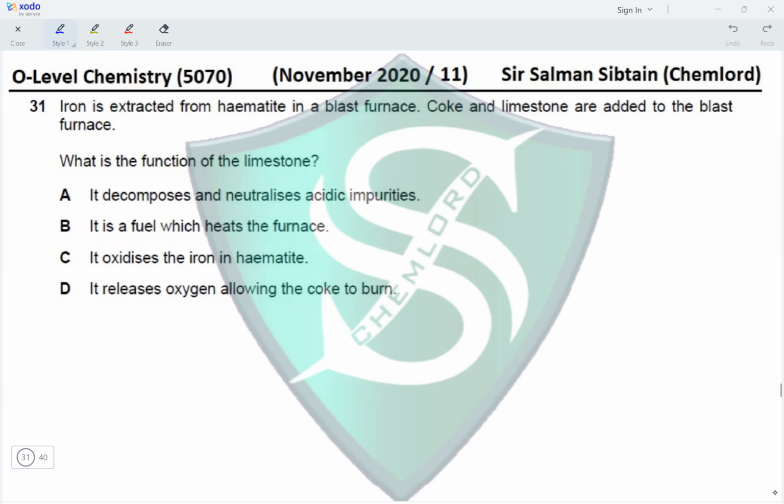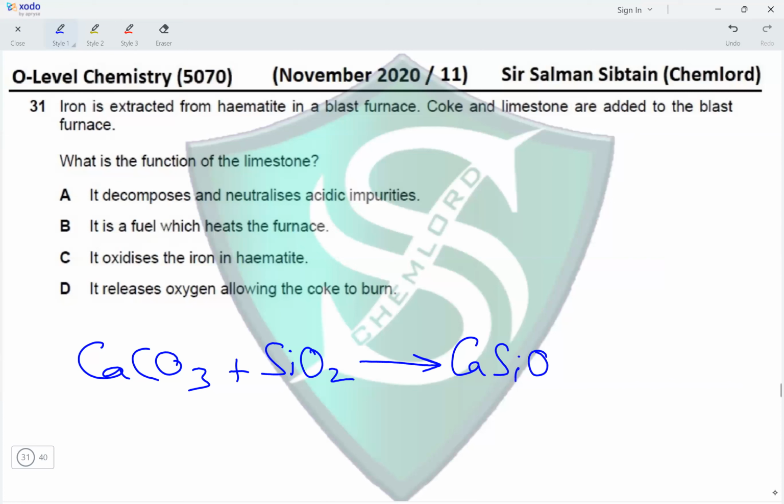Now, function of limestone. First of all, limestone is a basic salt, and limestone CaCO3 is reacting with SiO2, which is an acidic impurity present, and this forms CaSiO3 plus CO2 gas. This is the function of calcium carbonate. So it decomposes and neutralizes acidic impurities. Yes, because SiO2 is acidic.